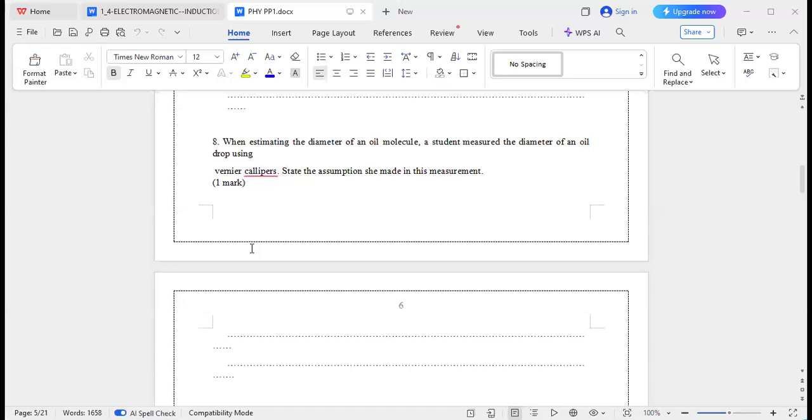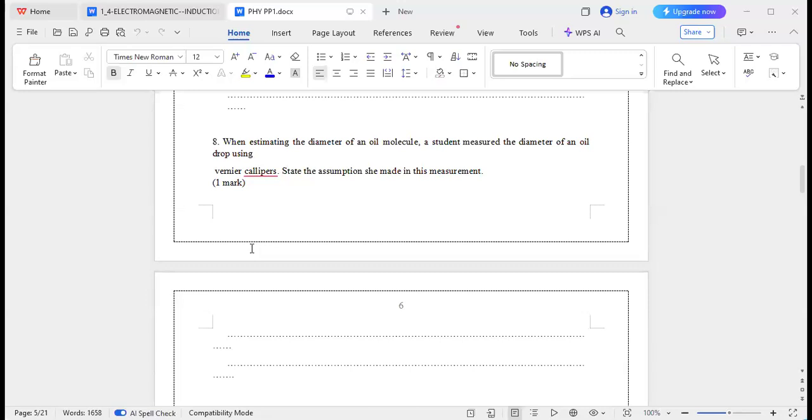Question 8. When estimating the diameter of an oil molecule, a student measured the diameter of an oil drop using vernier calipers. State the assumption she made in this experiment. Assumption. So the assumption is the oil drop is a perfect sphere.